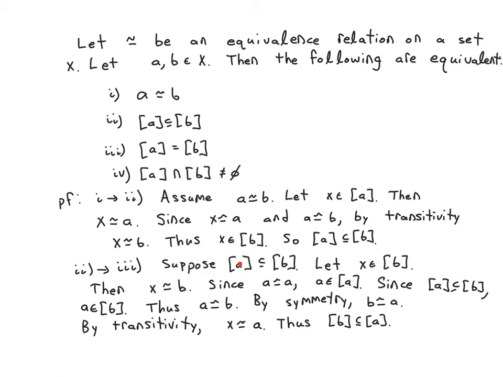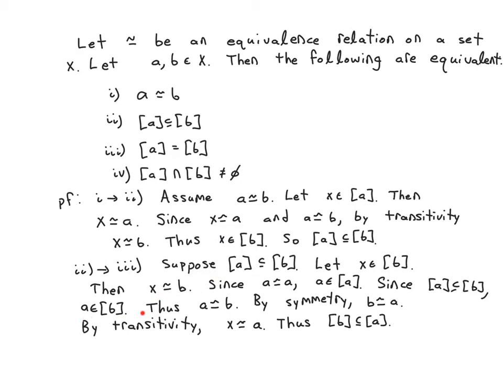Well, we know that the equivalence class of A is in the equivalence class of B, so we know that there is some element in here that is in here. In fact, I picked a particular one, although I didn't have to, namely A itself. Since A is equivalent to A, A is an element of this equivalence class. Since the equivalence class of A is a subset of the equivalence class of B, we have that A is an element of the equivalence class of B. Thus, A is equivalent to B.